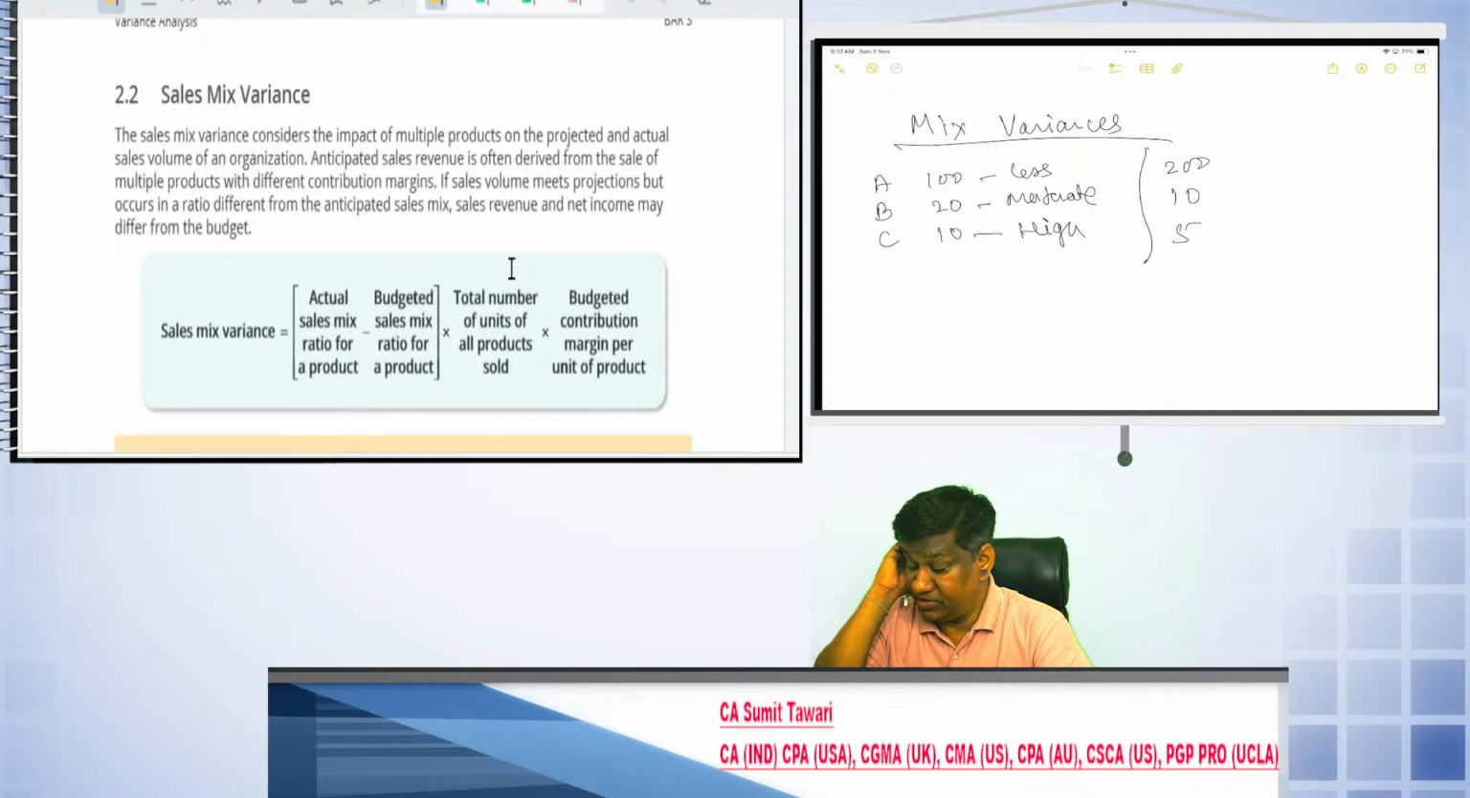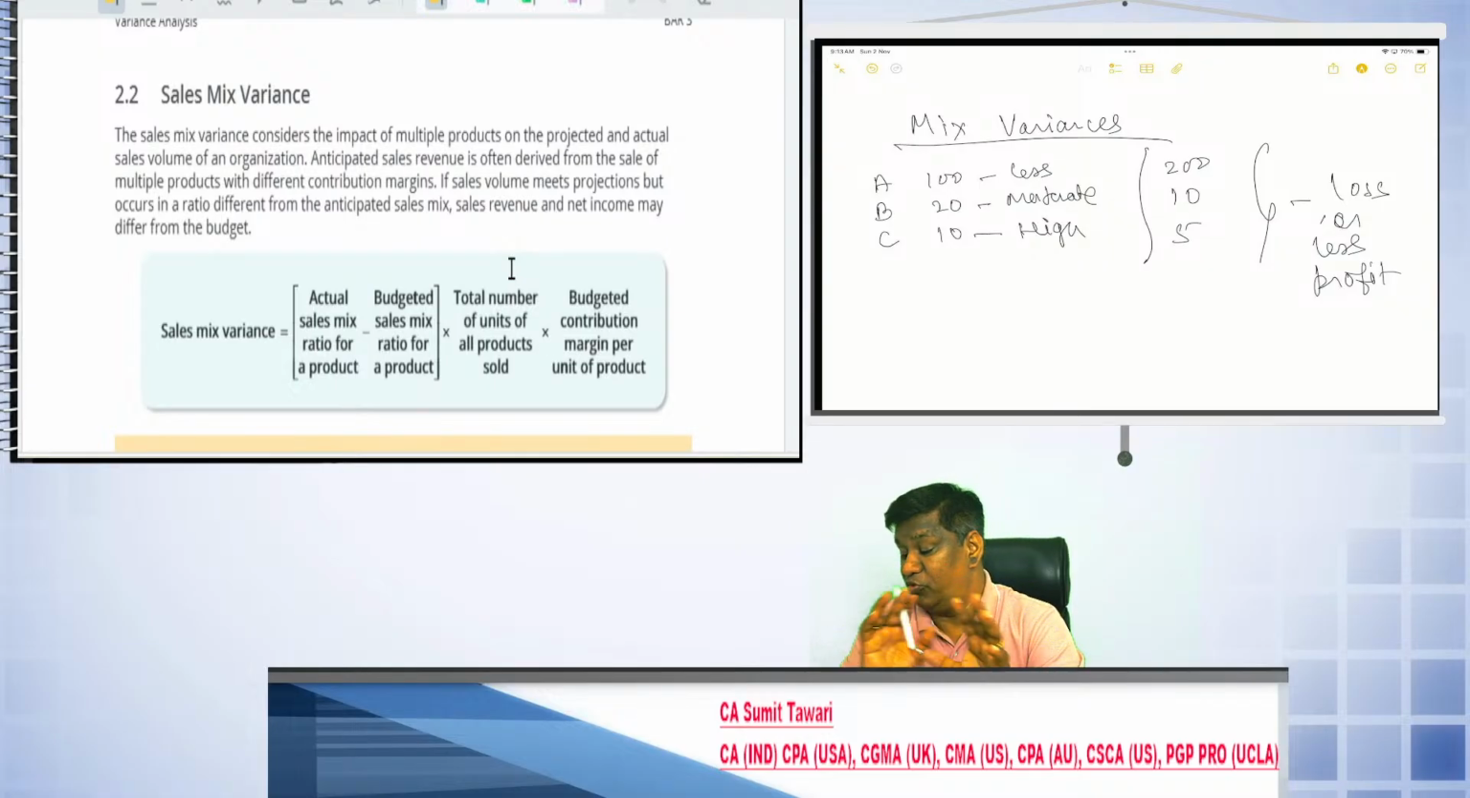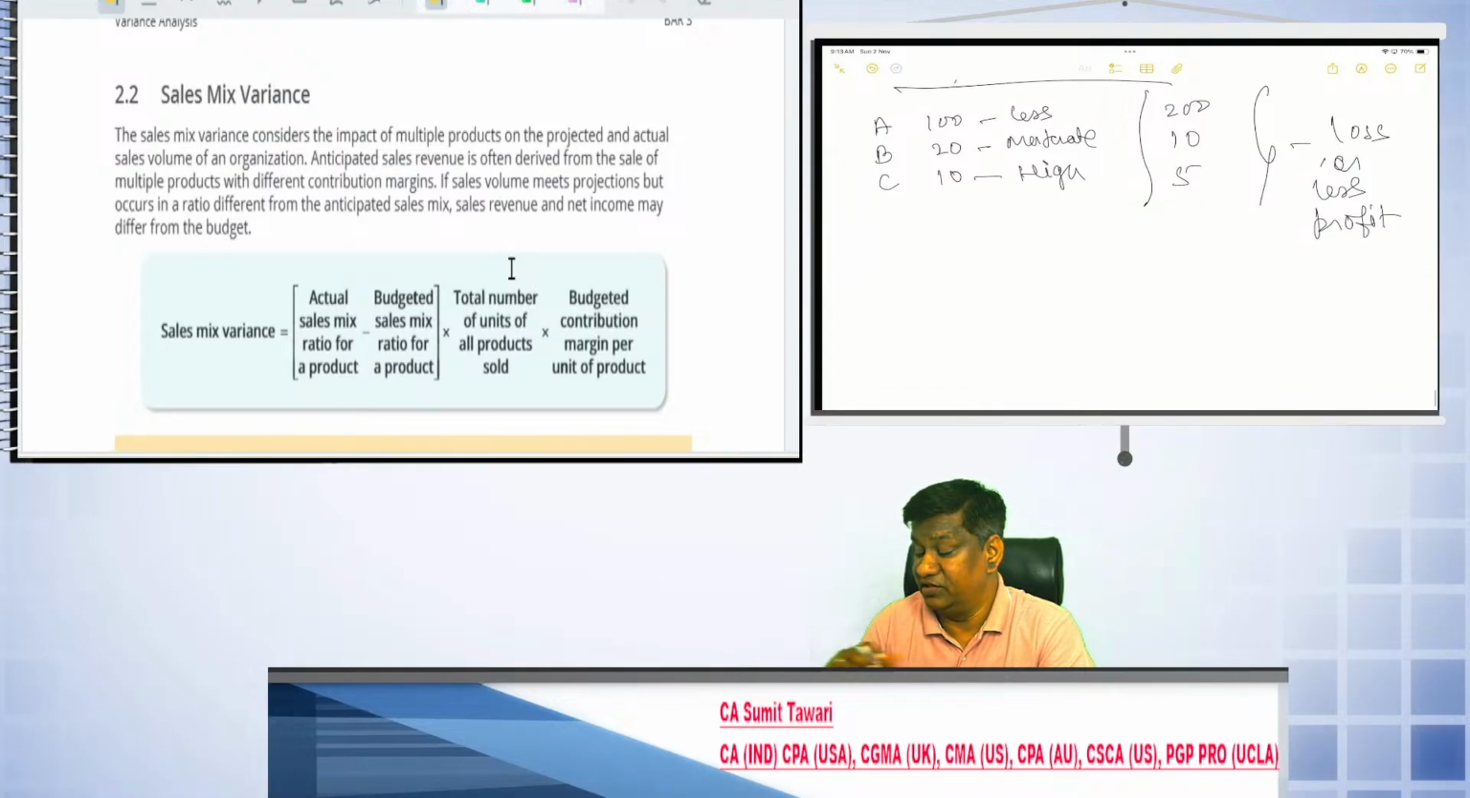Even though I'm getting the proper sell price and volume, because the ratio gets disturbed, wherever I'm getting a higher margin the sell quantity is less, and wherever I'm getting a lower margin the sell quantity is high, and because of that I may end up with a loss, or less profit. So I need to know the reason for getting less profit even though I am able to maintain the sales. For that, we need to calculate the mix variances. Any doubt here?